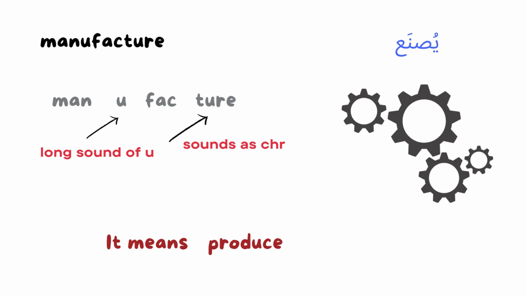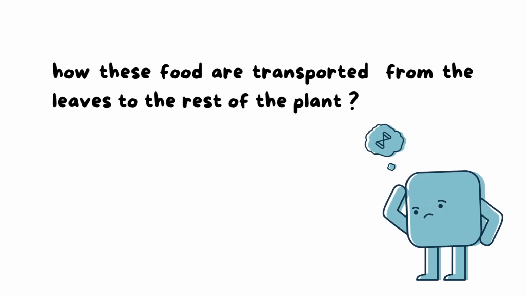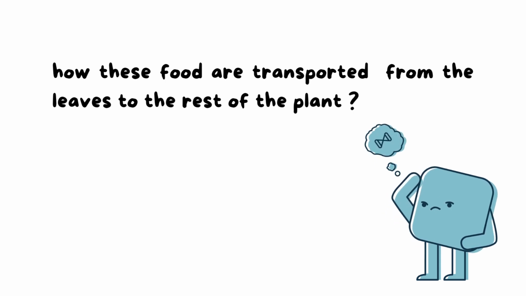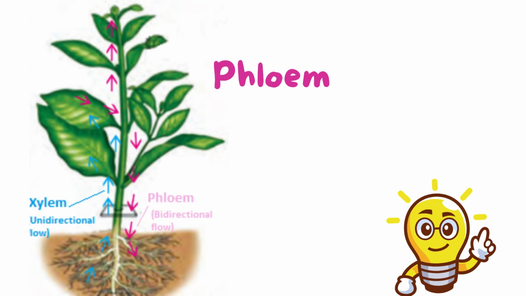So now the leaves manufacture the food and the oxygen gas. How can this food be transported from the leaves to the other parts of the plant? Think with me. Yes, we need tubes that transport the food from the leaves to other parts of the plant. Yes, well done, junior 5 students. So here, these tubes are called what? Phloem.